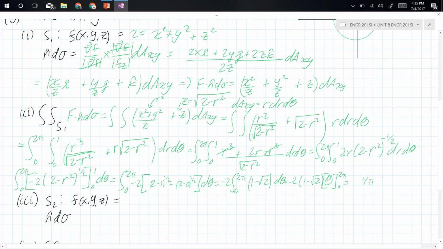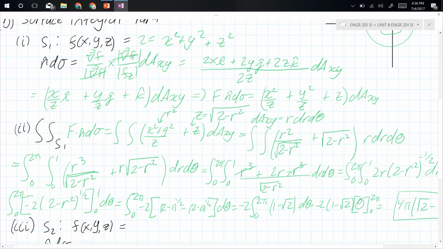So I have 4 pi times (square root of 2 minus 1). I kind of just pulled out a negative, so I have square root of 2 minus 1, times that by 4 pi. So this is going to be our flux for our S1. So now I need to do it for S2.